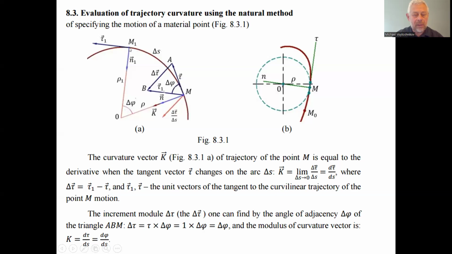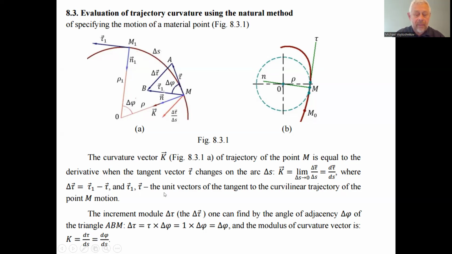Let's move the vector from the point M1, that ort vector tau1, to the point M. We will have the triangle MAB. And AB is the change of the ort, because the length of the ort does not change, but the direction changes. We have the difference of the orts when moving the point M by the trajectory for the increment of the arch, a small arch, the increment equal to delta S.